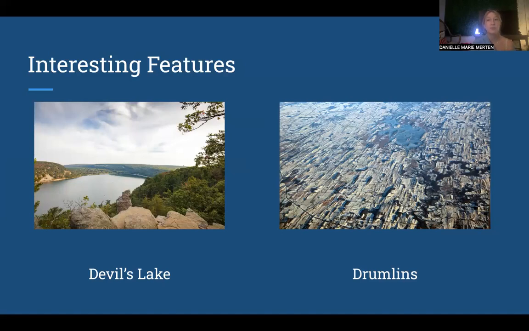And drumlins are these streamlined hills created by moving glaciers. And if you look at the shape of a drumlin, you can actually tell which direction the glacier was moving, as the less steep side is where the glacier moved down and slowly deposited material. So you can tell which direction they were moving from those, which is pretty cool.